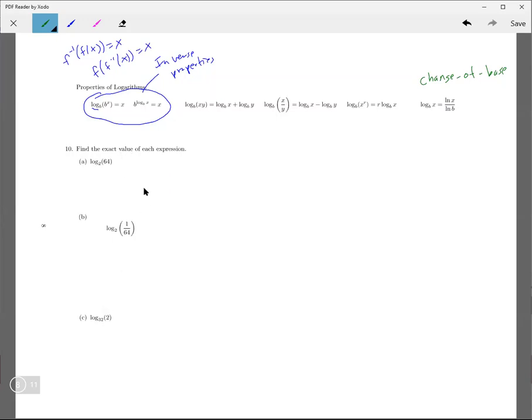So for number 10, we're actually going to use just these first properties, the inverse properties. Let's go ahead and do that. It's log base 2, but 64 is also 2 raised to the 6th power. So this 2 is the same as that 2, just like that b is the same as that b. That means this whole thing just becomes 6.